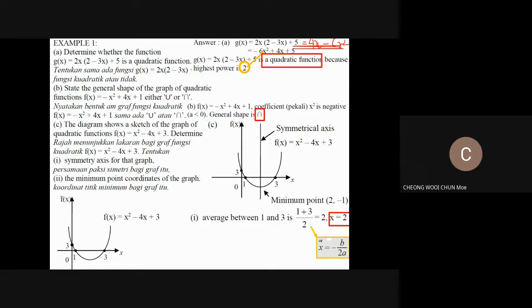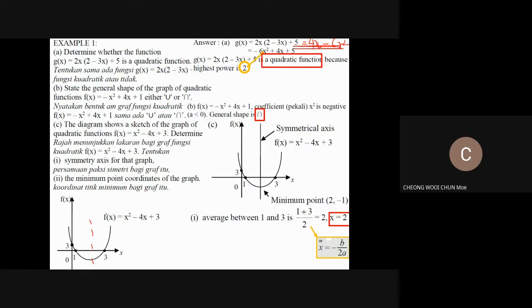So we look here. This is the diagram, and we need to get the symmetry axis. The graph touches the axis at these two points, so the middle should be here. How to get the middle? These are x equals 1 and x equals 3. 1 plus 3 divided by 2 gives the middle. 1 plus 3 is 4, 4 divided by 2 you get 2. So you need to write x equal to 2.